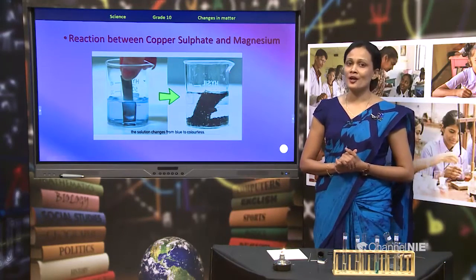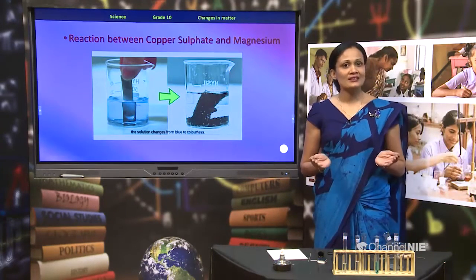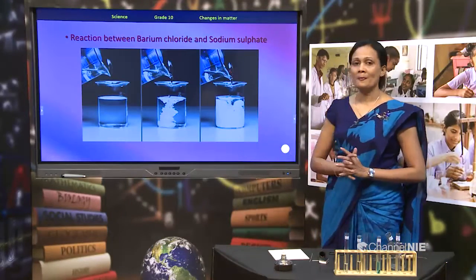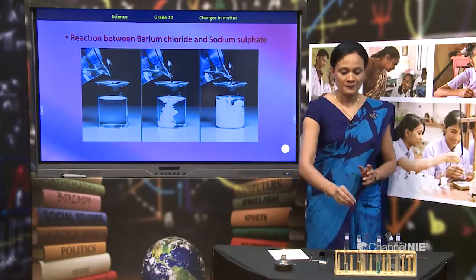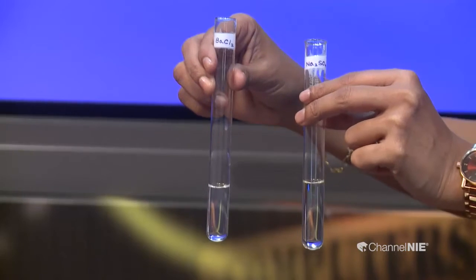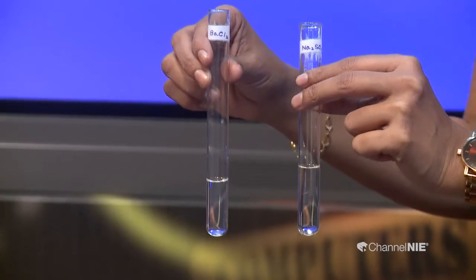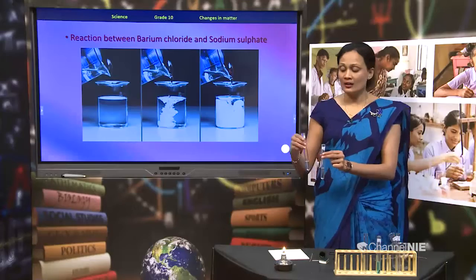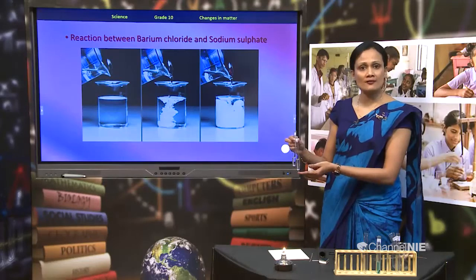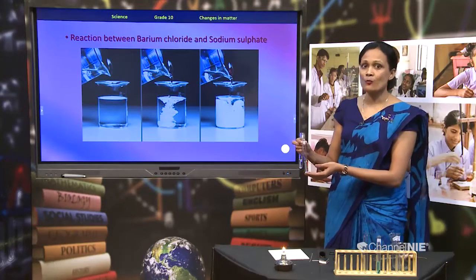Okay children, now I am going to do another experiment. Here I got two solutions, one is sodium sulfate and the other one is barium chloride. Both are colorless solutions. Then I am going to add barium chloride solution into sodium sulfate solution. Let's see what happened in there.